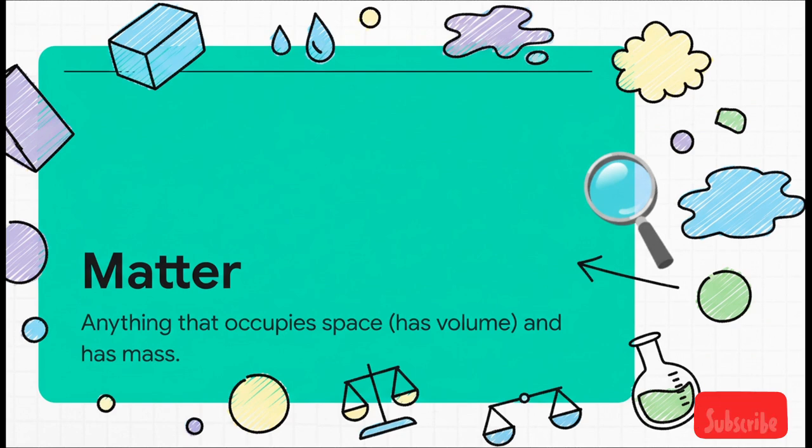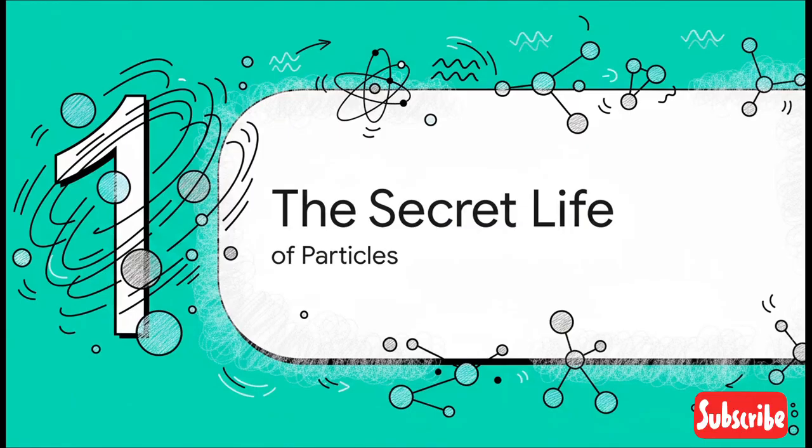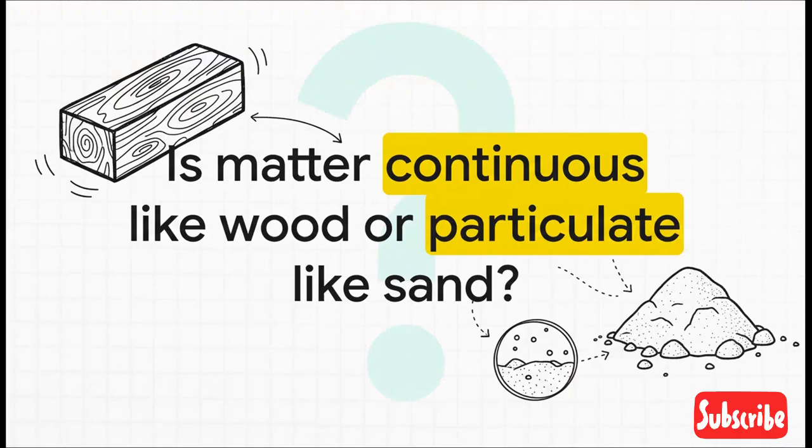It's really that simple. All right, so to really get what matter is all about, we have to zoom in. I mean, way, way in. We're about to uncover the secret life of these tiny little particles that make up, well, everything. So let's start with something that might mess with your head a little bit. Take a block of wood, right? When you look at it, it seems totally solid, one continuous piece of wood. But what if I told you that what your eyes are seeing is just a clever illusion?